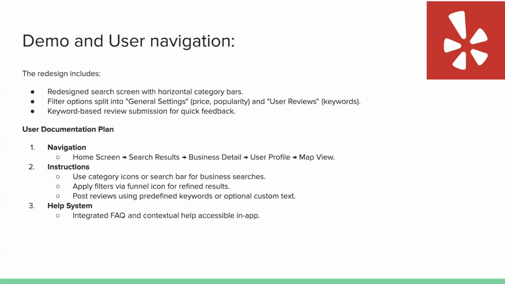Our documentation plan includes navigation, where to get there, you go from the home screen to the search results, business detail, user profile, map view. Our instructions are to use category icons or the search bar for business searches, apply filters via the funnel icon for refined results, and post reviews using predefined keywords or optional custom text. To get to our help system, we integrate an FAQ and contact help accessible in the app.